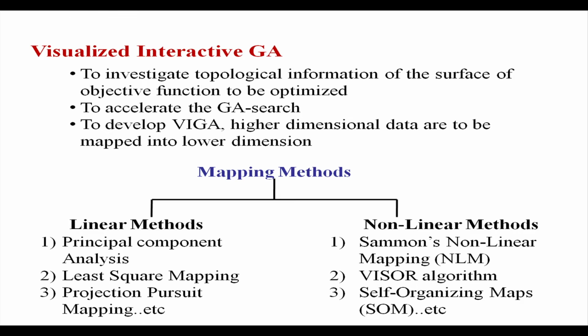Now, if you see the mapping methods, a huge literature is available on these mapping methods, and it could be either the linear methods or the non-linear methods. So, in linear methods actually 1:1 mapping is possible, but in non-linear methods we cannot get 1:1 mapping, and we will be getting some sort of approximate mapping.